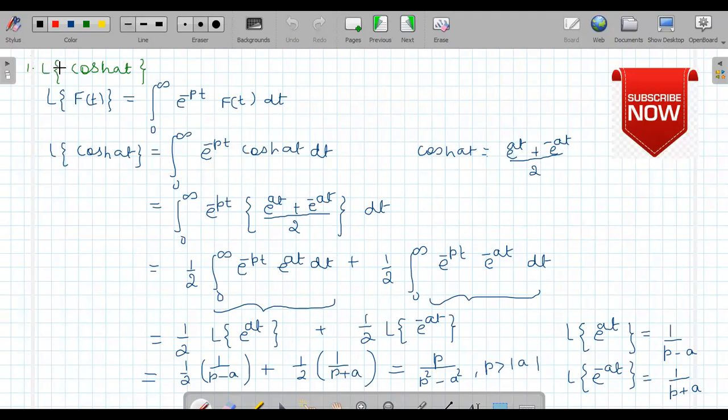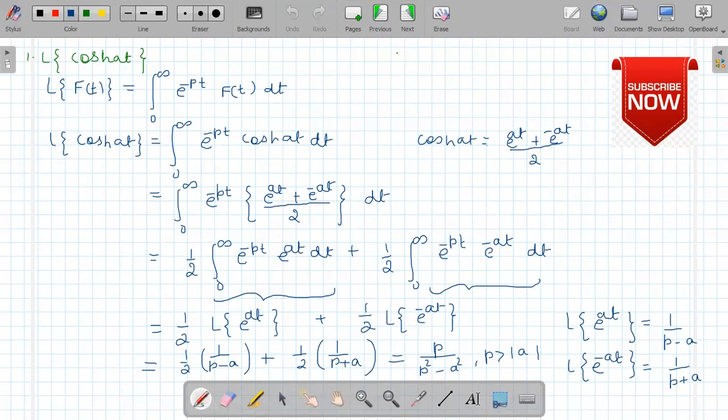The very first example is cos hyperbolic at. You must know about cos hyperbolic at. Cos hyperbolic at is a hyperbolic function which is equivalent to e raised to the power at plus e raised to the power minus at, divided by 2. This is equal to cos hyperbolic at.